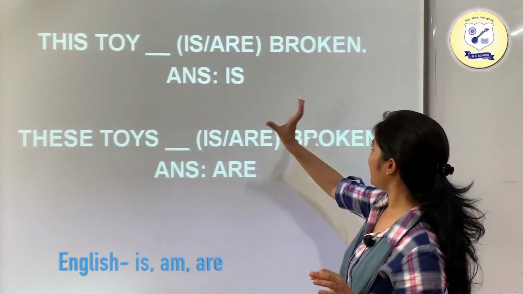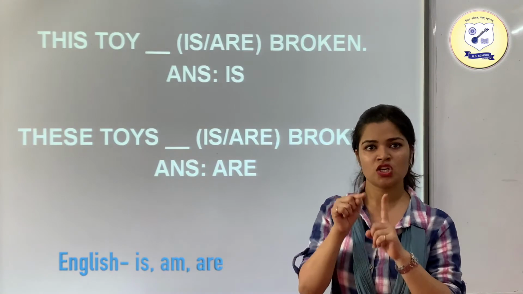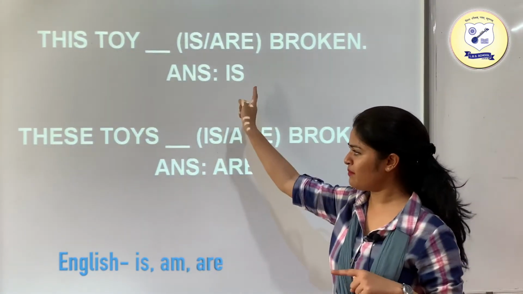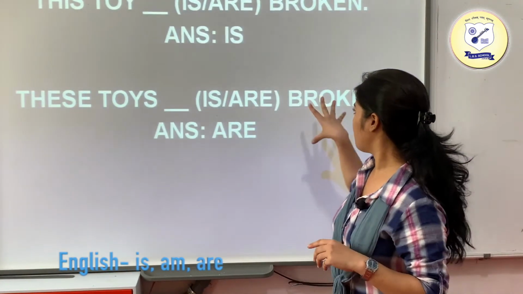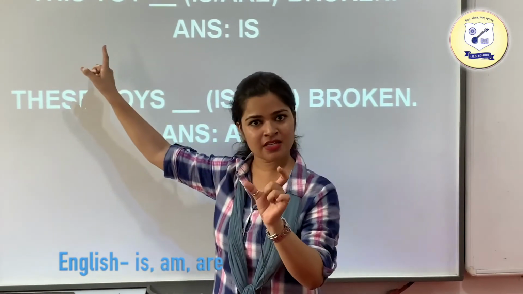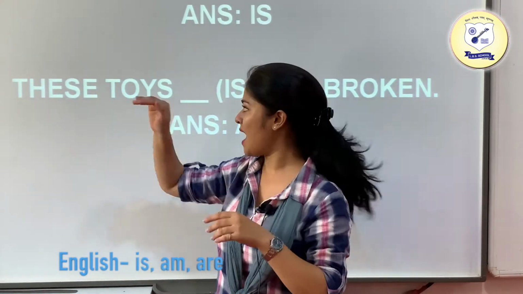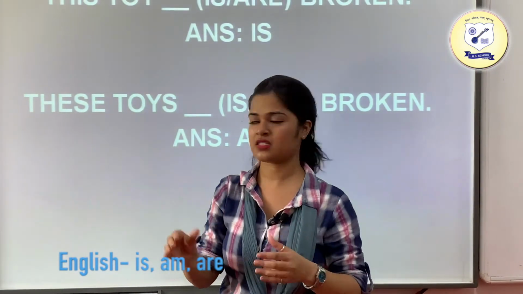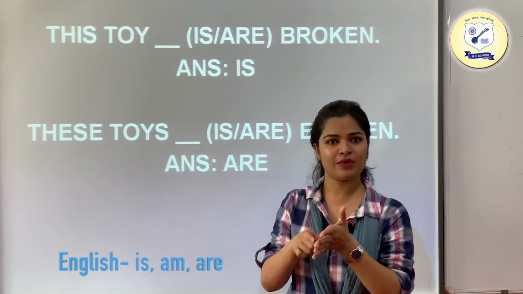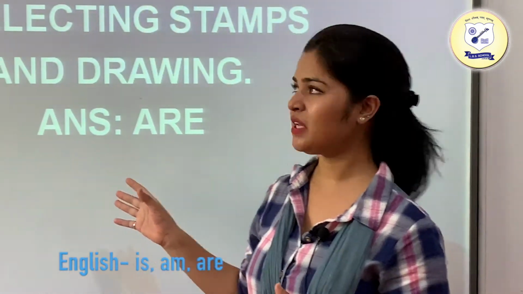"This toy dash broken." Since this, I have told you that with this what we use is "is". So this toy is broken. Similarly, "these toys dash broken." With these we are going to use "are". If you are having this, that means we are talking about a particular or a single thing, and with these we are talking about a group of things. So with plural nouns what we are going to use is "are", and with a singular pronoun what we are going to use is "is".